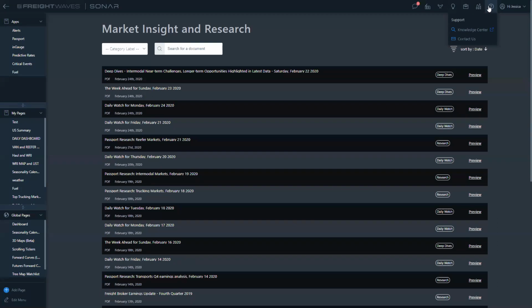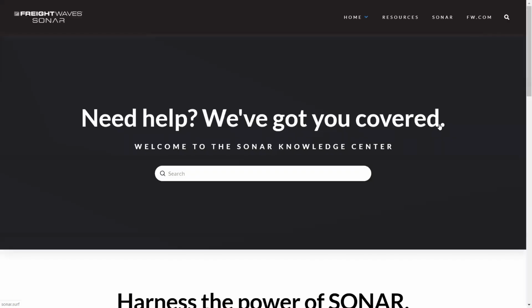The next part is our Knowledge Center link. Knowledge Center is a great way to get information about how to use the SONAR platform immediately. If I click on this right here, let me see if I can get it to populate.